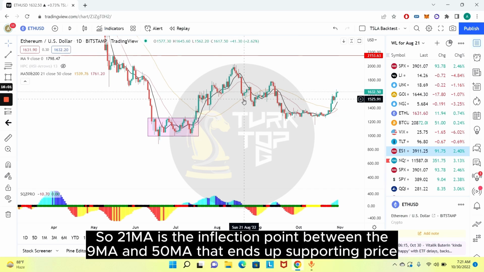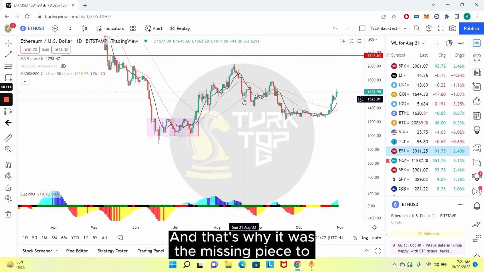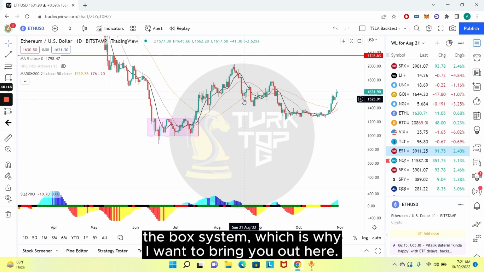So the 21 MA is the inflection point between the 9 MA and 50 MA that ends up supporting or rejecting price quite a bit. That's why it was the missing piece to the box system, which is why I wanted to bring it out to you.